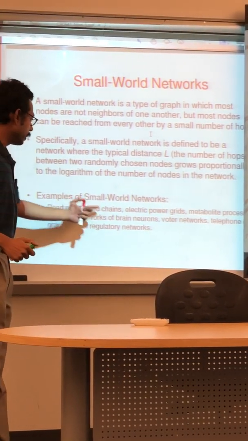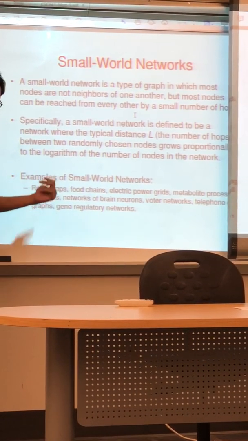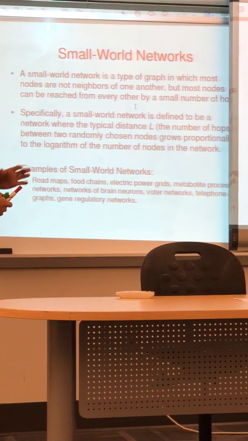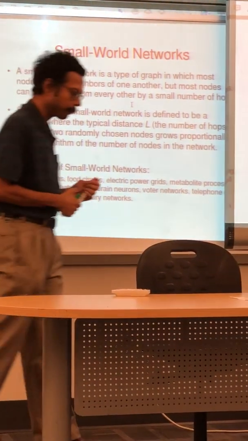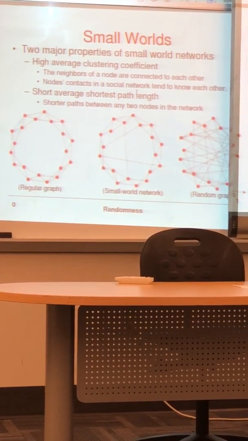There are a lot of real world networks that could be classified as small world networks, for example the road map network, the food chain, and several things from different domains. All right, so let us start seeing what the property is and how to generate them.